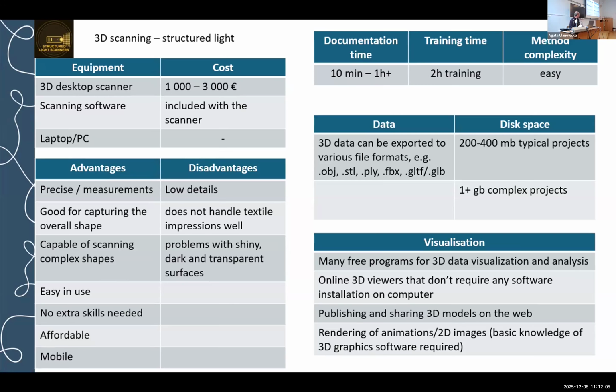What are the advantages of this method? First of all, it is very precise, and you can make measurements from the 3D model. It's very good for capturing the overall shape of the object, but not very good for impressions. It's also capable of scanning very complex shapes. It's really easy to use. When you are using these desktop scanners, the whole process is automatic, so it's really easy to use, and no extra skills are needed for this documentation. It might be affordable, and it is mobile. So these are the advantages.